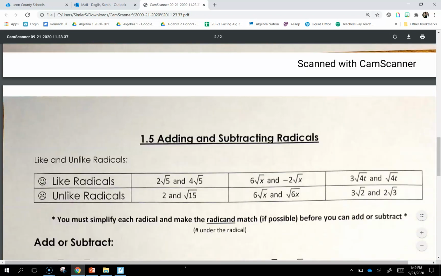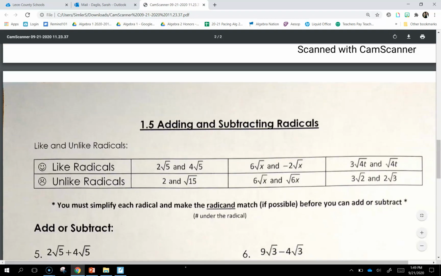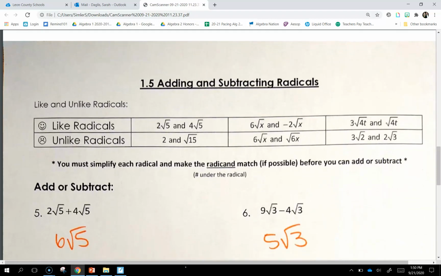All right, on the back with adding and subtracting, so I reminded you what was like and unlike radicals. So we have to make sure they're the same before we can add. 5 and 6, their square roots were already matched. So number 5, they both had a square root of 5, so I went ahead and just did 2 plus 4, which is 6 square root 5. Number 6, they both have a square root of 3, so I just did 9 minus 4, so it gives me a 5 square root of 3.